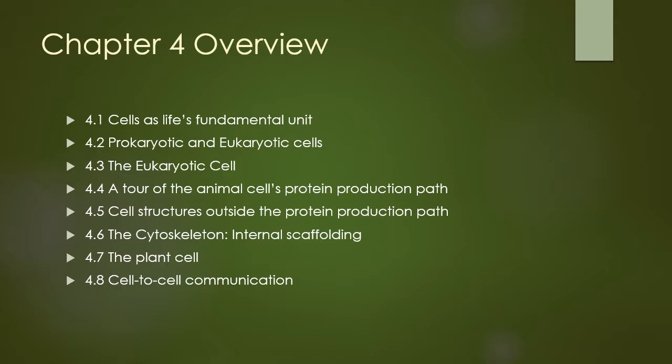And so if you remember the DNA inside each of your cells, its job is to produce proteins, and those proteins then go on to coordinate everything else going on in your body. And so we'll look at how those proteins are produced, and then we will look at cell structures outside the protein production path, so what other cell structures do for the cell. We'll look at the cytoskeleton, so what's giving your cell its structure, and then we will take a look at the plant cell and how cells communicate with each other.